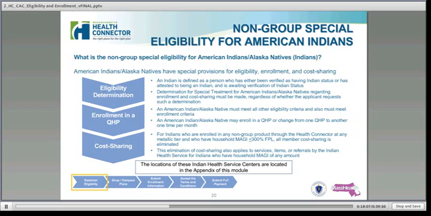It's going to be administered by MassHealth, and it's going to cover certain QHP-eligible individuals and families who meet income and eligibility rules and who are pending enrollment in a Health Connector plan.